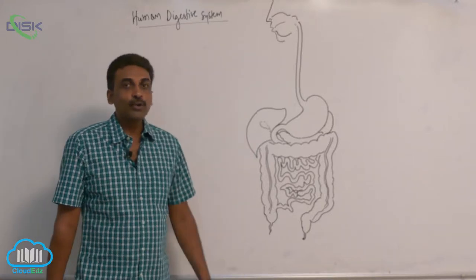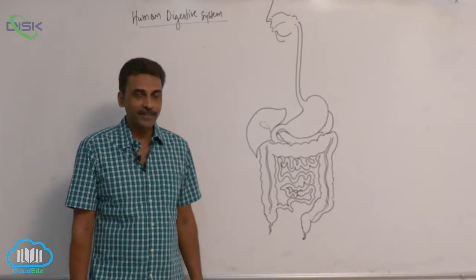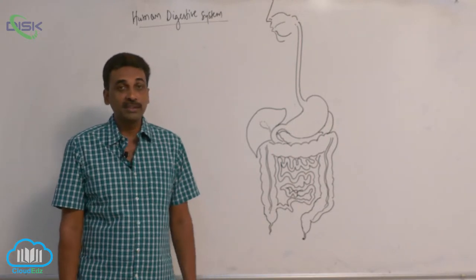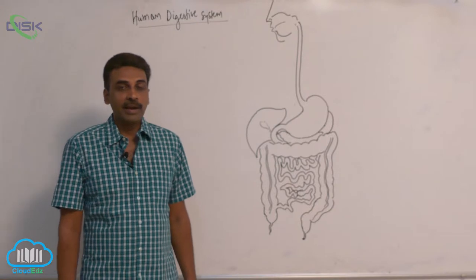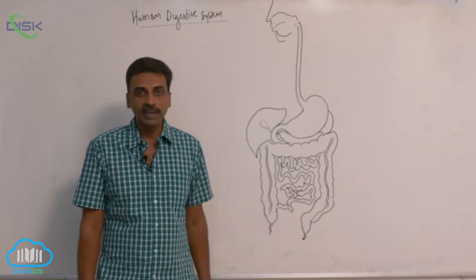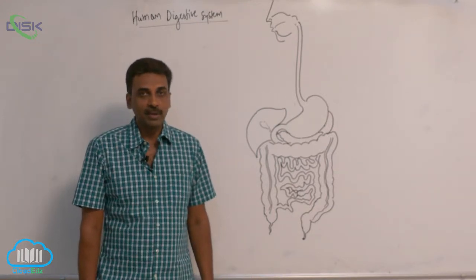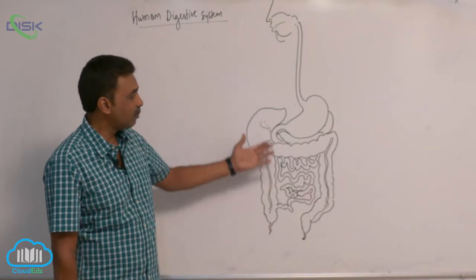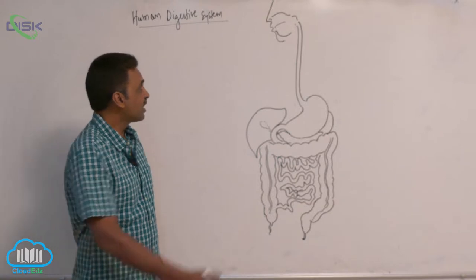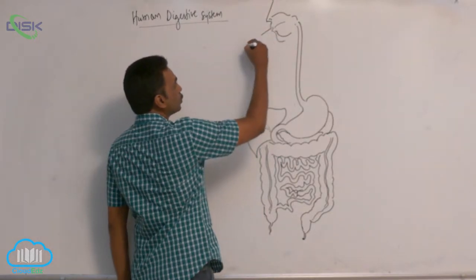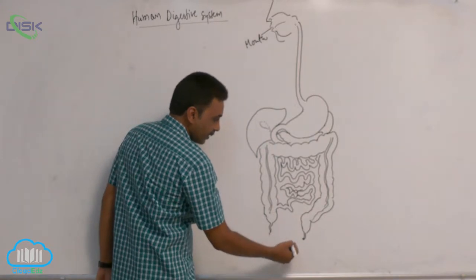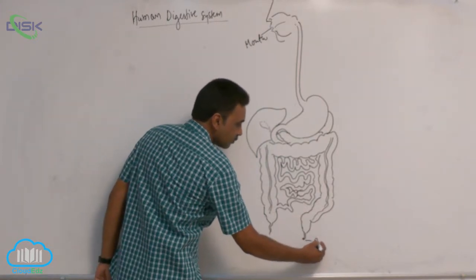Let us study about the human digestive system today. The human digestive system includes the alimentary canal and associated digestive glands. Here you can see the alimentary canal, which starts with the mouth and ends with an anus.